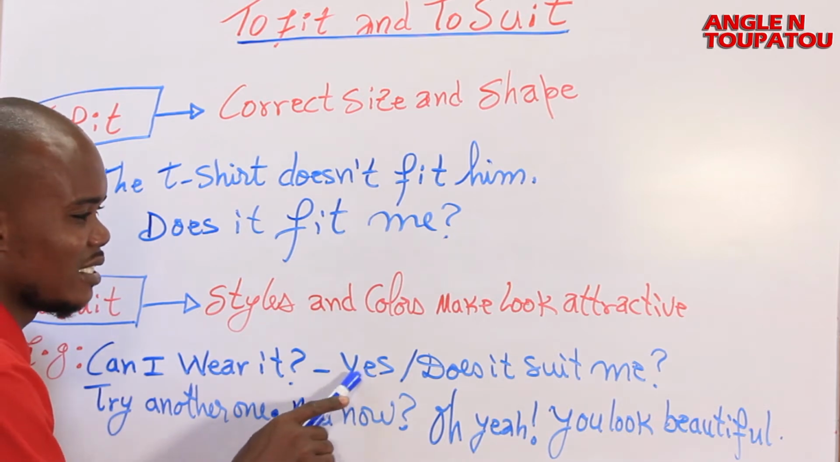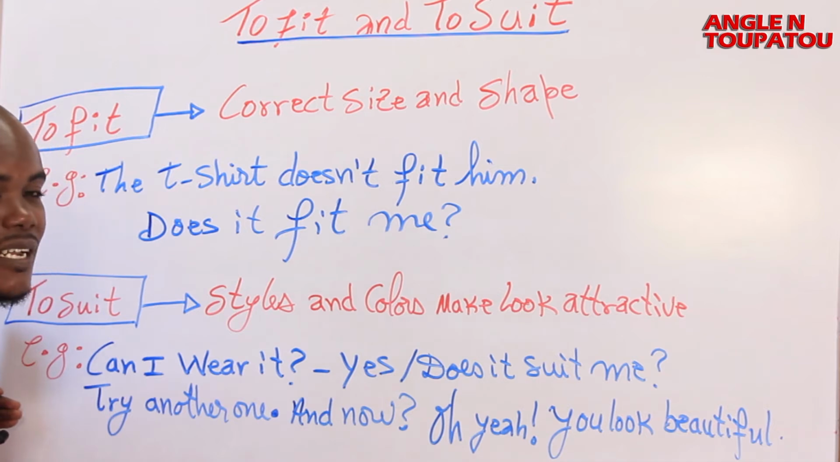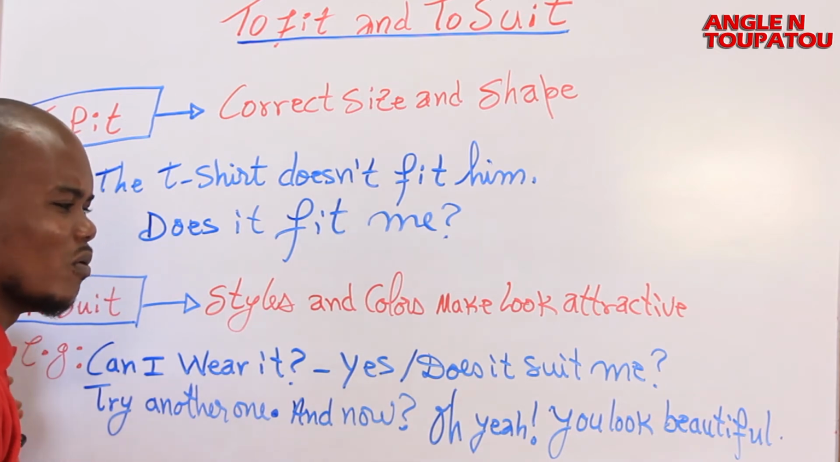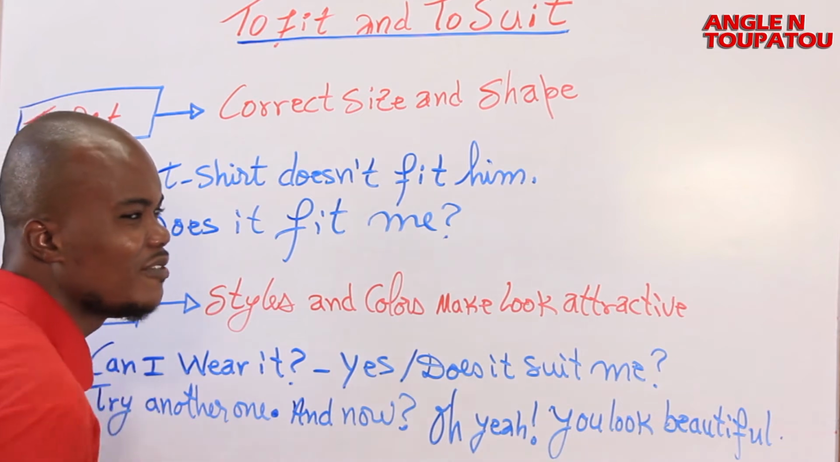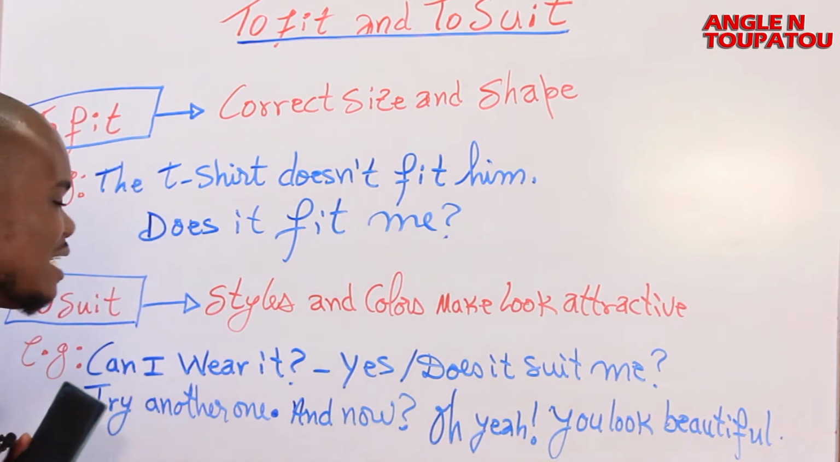On a dit yes. On m'a dit does it suit me? Ou gade, est-ce qu'elle bon moi, est-ce qu'elle fait bien dans ce couleur à marcher? Il dit try another one. Ça veut dire ça pas bon, essayons l'autre. Ou dit now. Il dit oh yeah, you look beautiful. Ou belle là. Ou belle, ça veut dire li marcher.